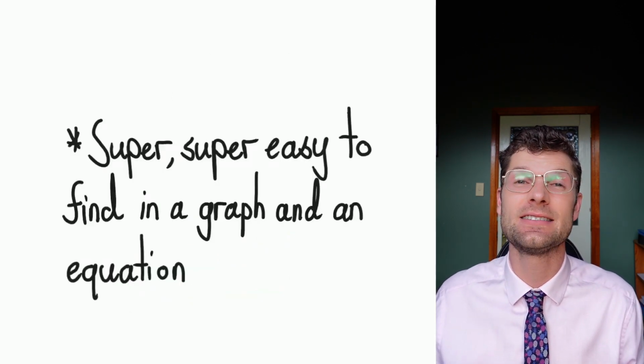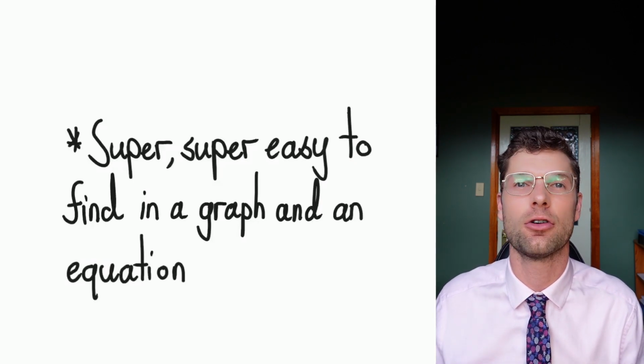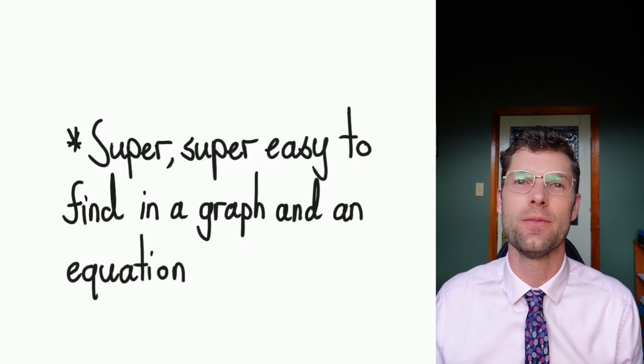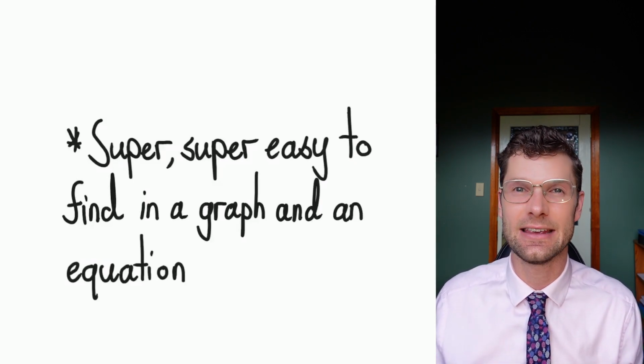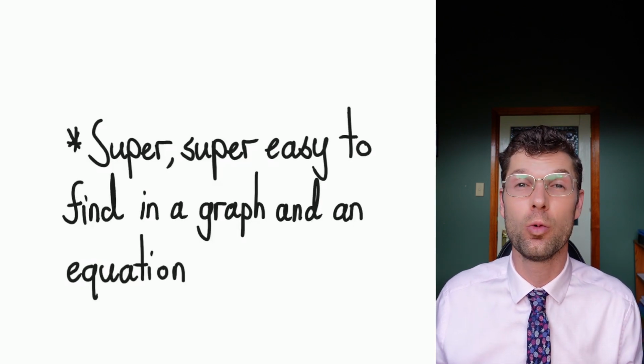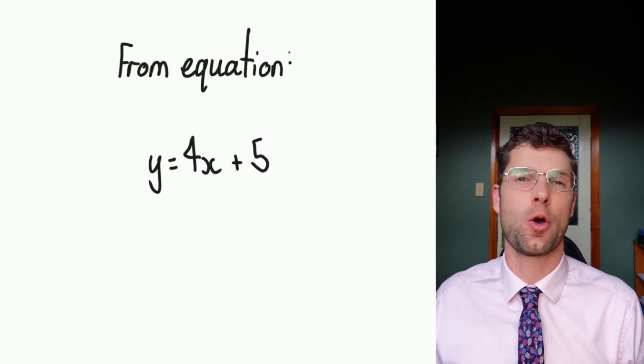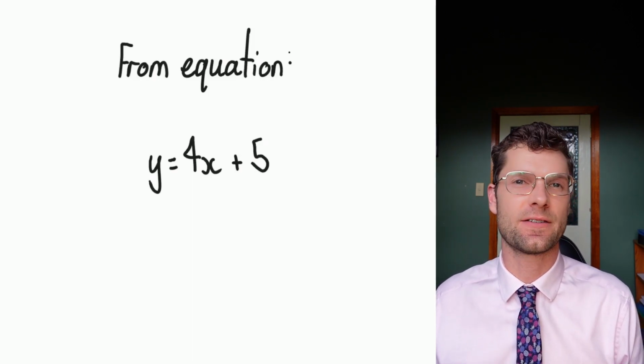The best thing about the y-intercept is it's super easy to find in the graph. You just look at where it crosses that big line that goes through the middle. And it's also really easy to find in equation form, because we're able to do some really easy multiplication with 0. So let's have a look at this first equation. We've got y is equal to 4x plus 5.